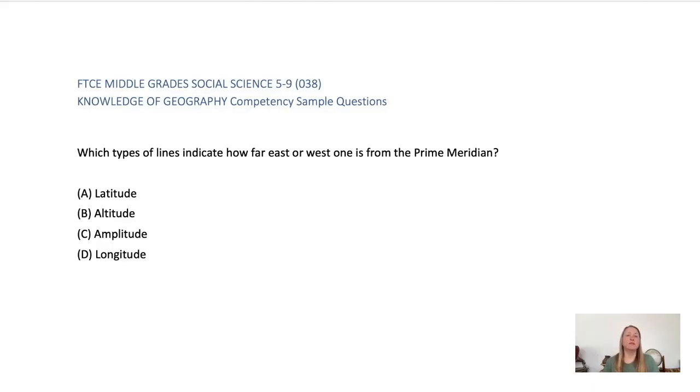A, latitude is incorrect. These lines run east-west and measure how far north and south you are from the equator. B, altitude is incorrect. This measures height above sea level. C, amplitude is incorrect. This is a science or sound term. The correct answer is D, longitude. Lines of longitude run either east or west from the prime meridian. Lines of longitude are vertical.